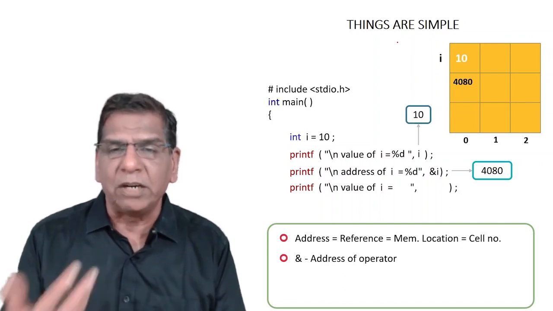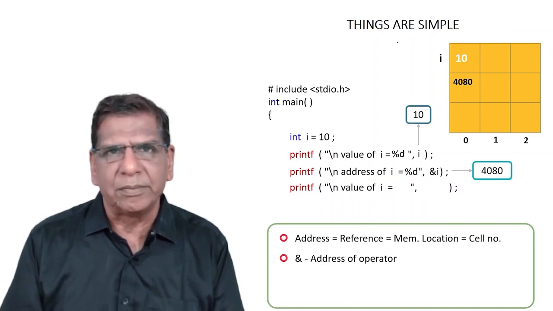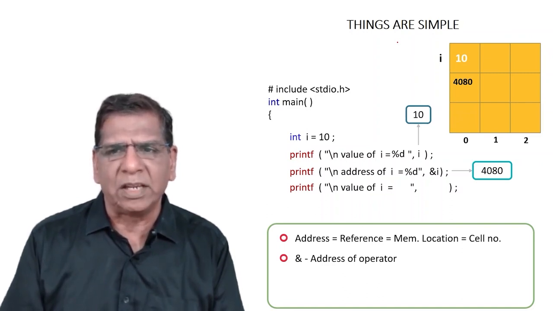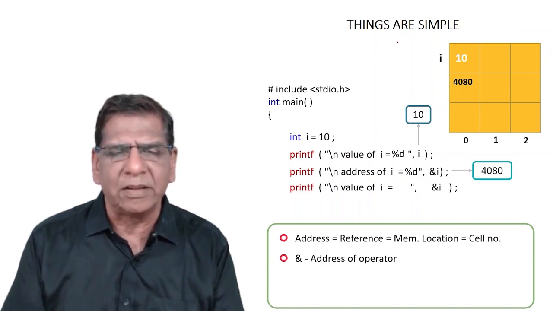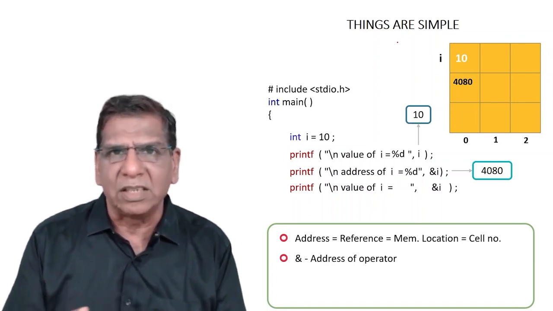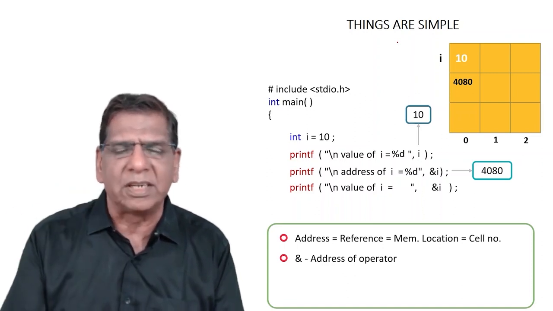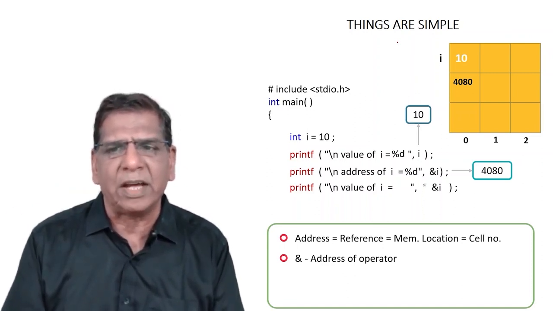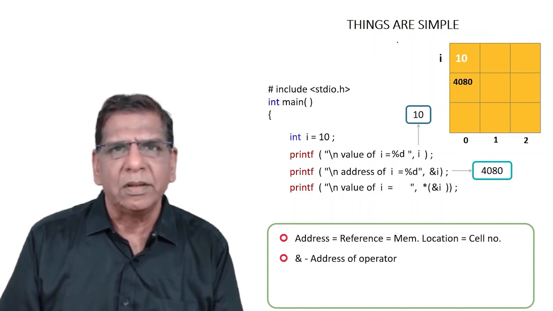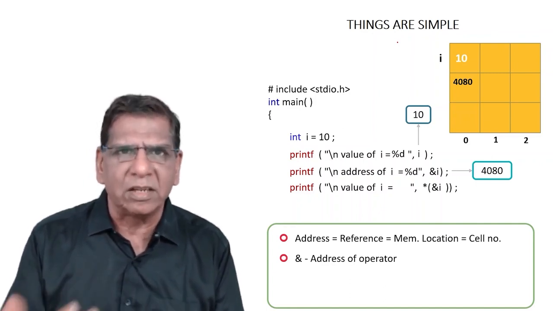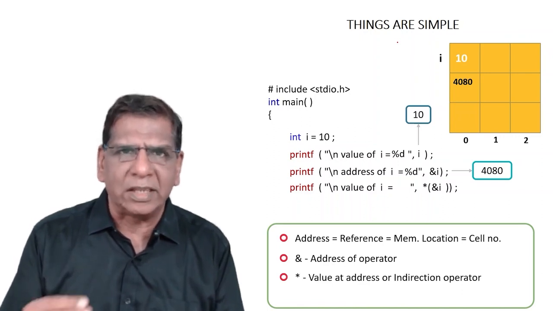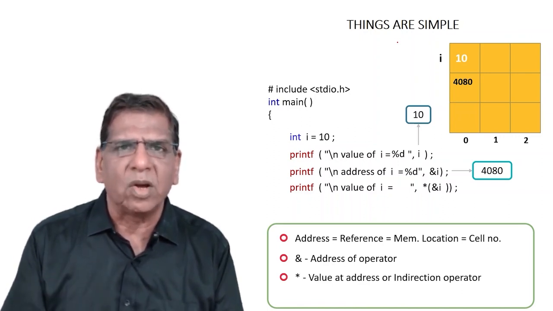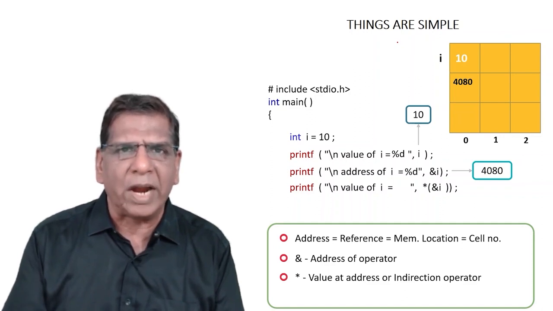If I wish to print the value of i in one more way, I can do so by saying &i, which means first get me the address of i, and then I am not interested in the address, I am interested in the value present at that address. That I can obtain by saying star of &i, where star happens to be another operator known either as an indirection operator or as a value at address operator.